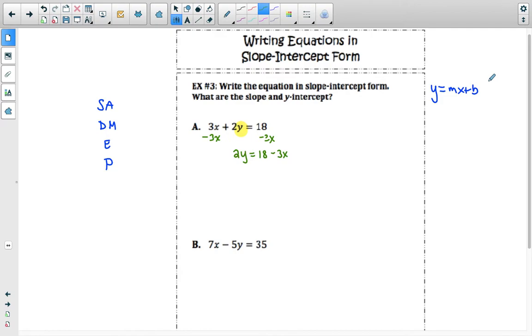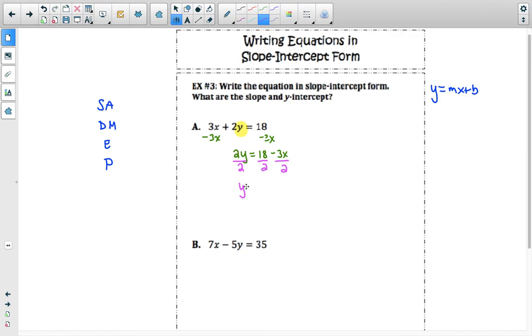Now my y is still not completely alone. I still have the 2 multiplied to it. So in order to undo multiplication, I do the inverse. I will divide both sides by 2. And when we divide everything by 2, not just part of it, we divide all parts by 2. 2y divided by 2 is 1y. So we'd have y. And I did not divide by the y here because I never touched the y. I never want to divide by that variable because that's the one I want alone.